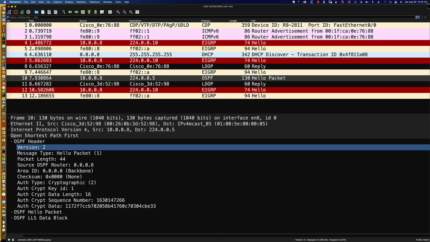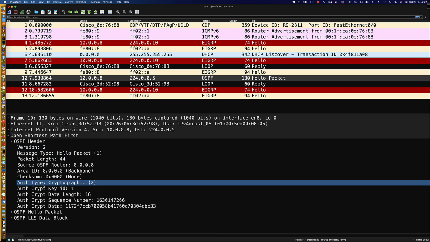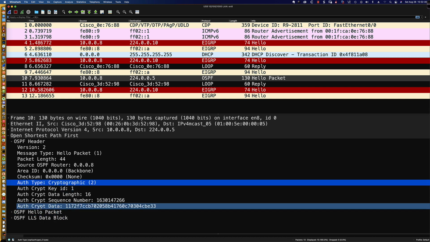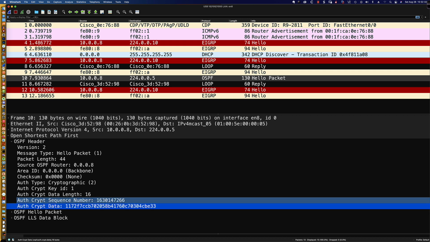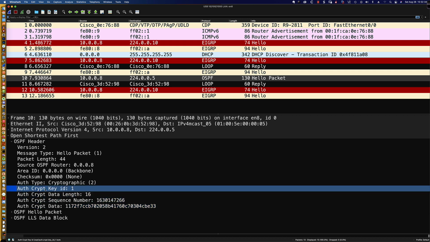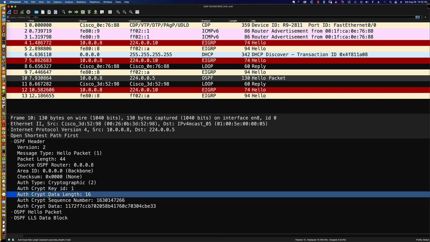Because where is it that we would see the authentication type? Cryptographic type 2. There it is. And here's the data. There's the sequence number. There's the key ID, because I used key 1 when I set it up. Here's the data length, right? So that's the information that we just saw.